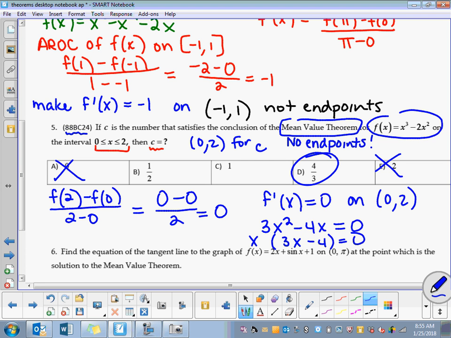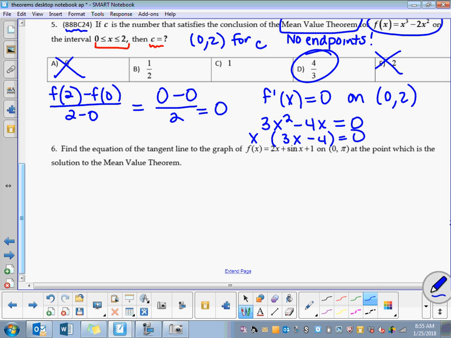Like I said, if it's one where they say, hey, use the mean value theorem, you've got an attack process. Okay, mean value theorem, average rate of change, instantaneous rate of change, set them equal to each other. Tangent line. Every time we do a tangent line, you know we need a point and we need a slope.